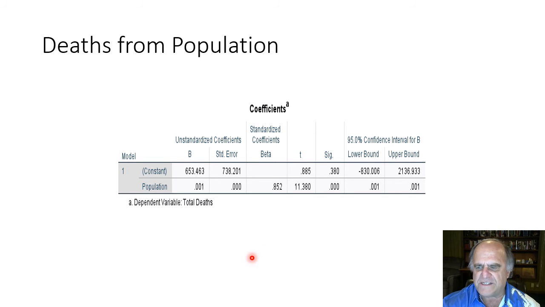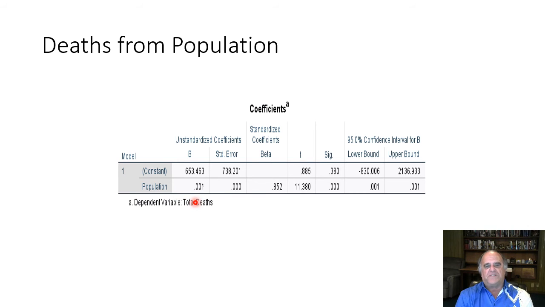Okay, and here we can see our model. In terms of our model, the thing we're most interested in is the predictor, and the predictor in this case is very significant. We get a t-value of 11.38 for population as a predictor of total deaths. Its p-value is 0.000, which is significant at the 0.05 or the 0.01 level, or even the 0.001 level.